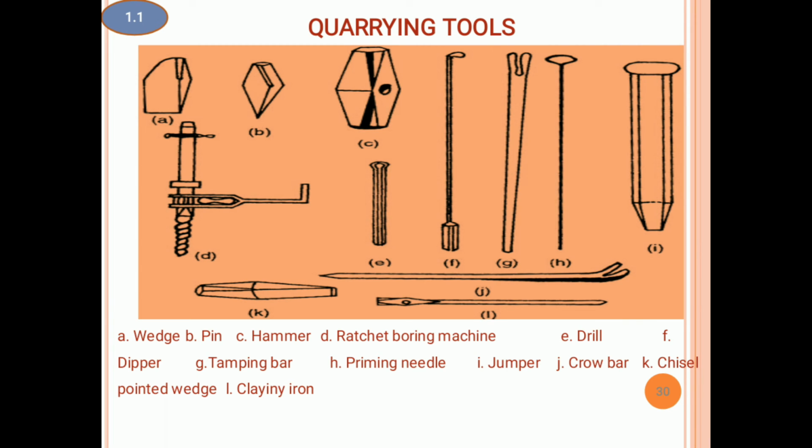So what are the various types of quarrying tools? The commonly used ones are wedge, pin, hammer, ratchet, boring machine, drill, dipper, tamping bar, priming needle, jumper, crowbar, chisel point wedge, and the claying iron. These are the various quarrying tools used for blasting.